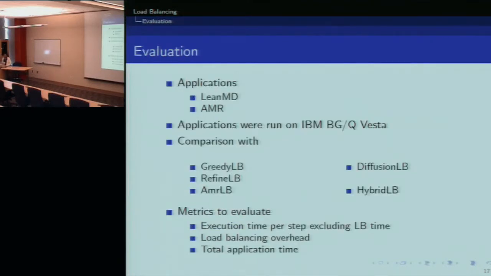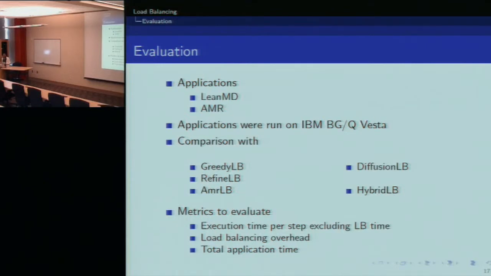So now I go on to present the comparison of this algorithm with other load balancing strategies. Here we make a run of two applications, LeanMD and AMR. LeanMD is the molecular dynamics simulation written in Charm++, which simulates the behavior of atoms based on the Lennard-Jones potential. AMR is a new benchmark that has been written in Charm++.